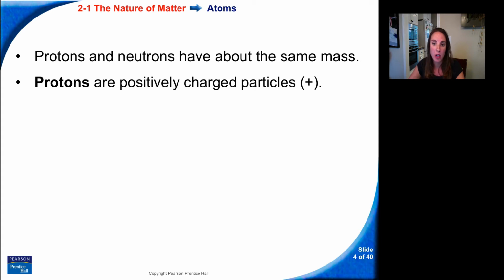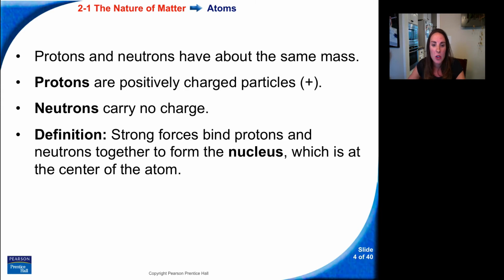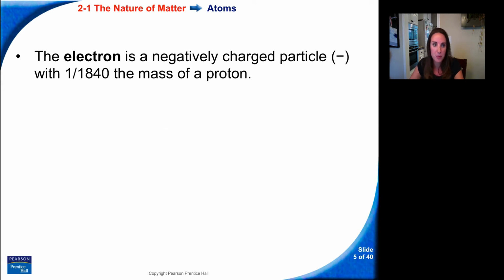So protons and neutrons have about the same mass. Protons are positively charged particles. So I think positive for proton, they both start with P. Neutrons carry no charge. I think neutrons like neutral. And strong forces bind protons and neutrons together to form the nucleus, which is at the center of the atom.